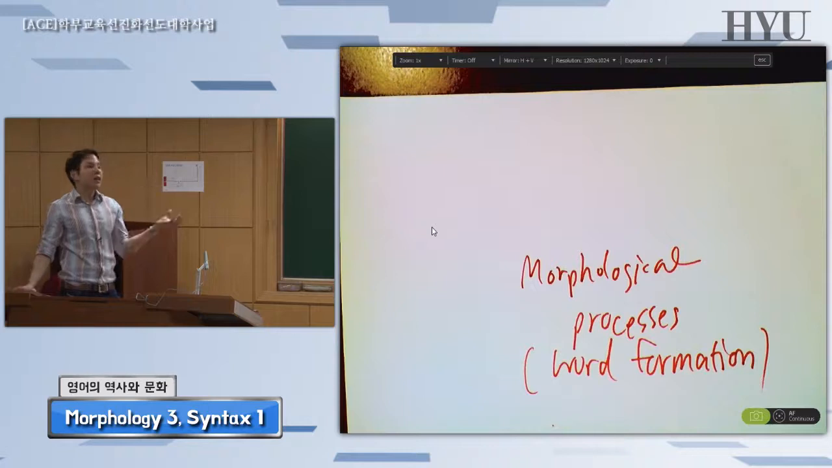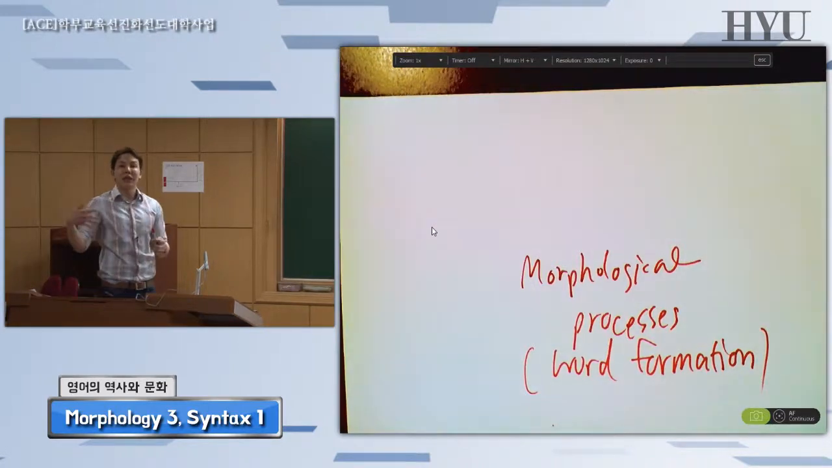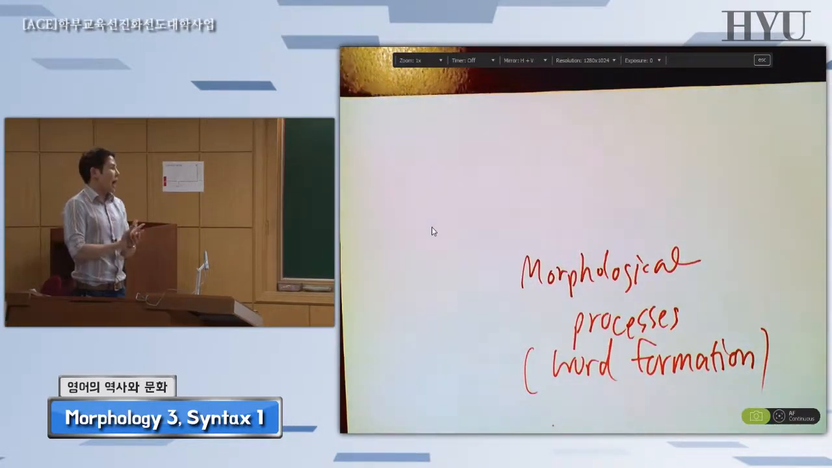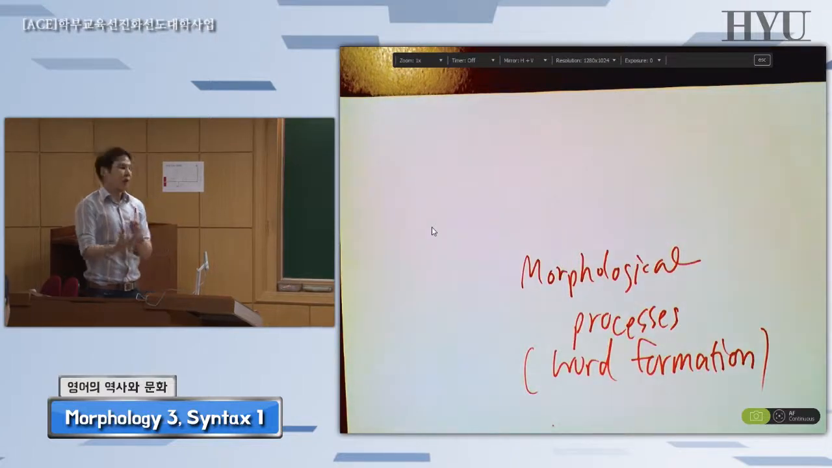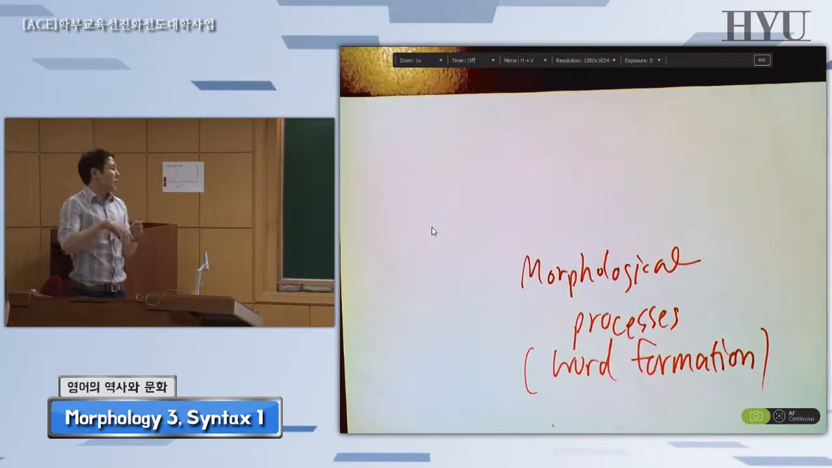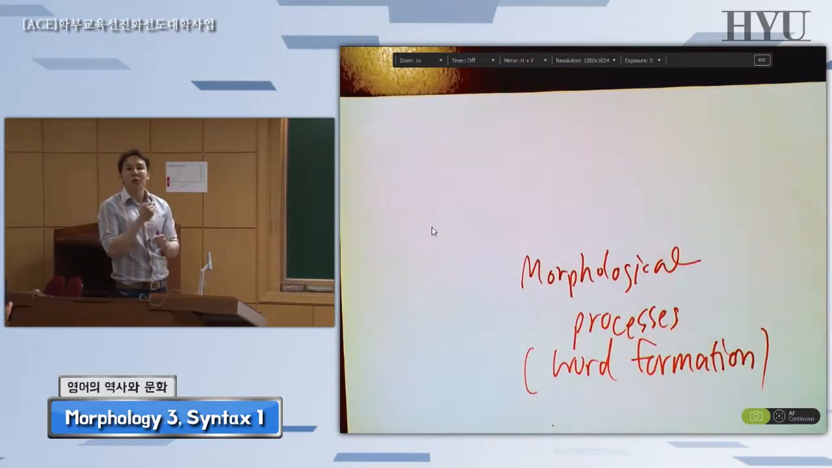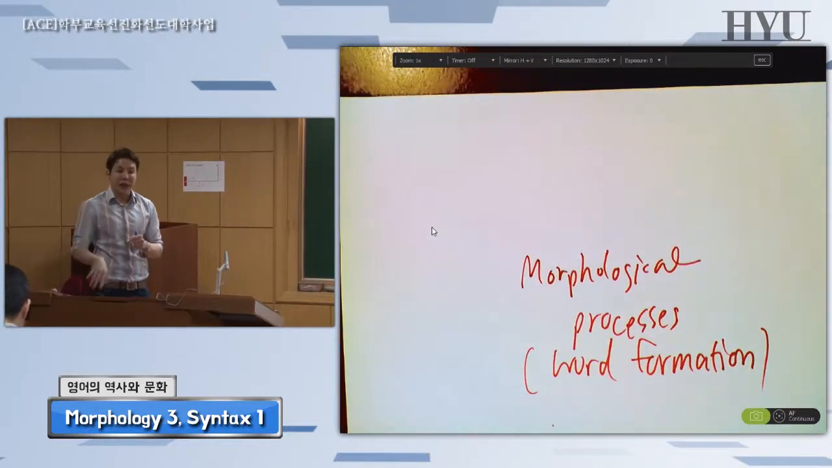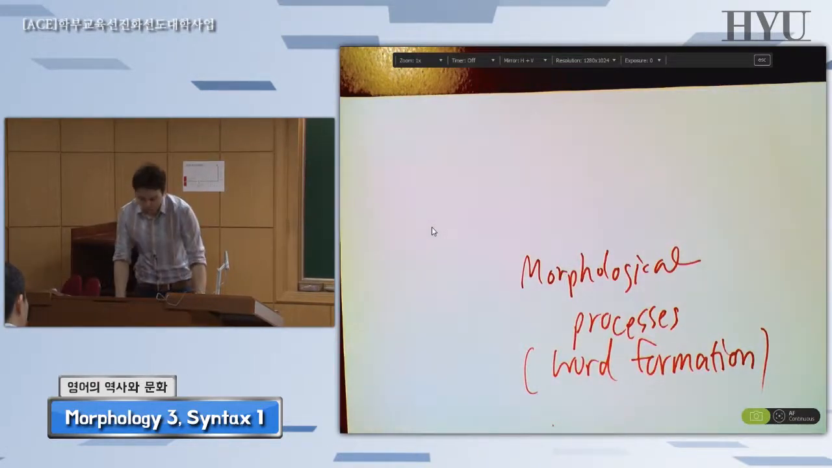Remember, when we study phonology, we study phonological processes, right? Processes that would lead to sound changes, right? So now we are talking about morphological processes, processes that would lead to word formation. So how do we form words in different languages and also in English? That's what we are going to talk about now, okay?